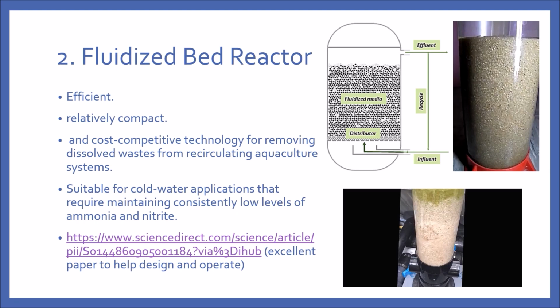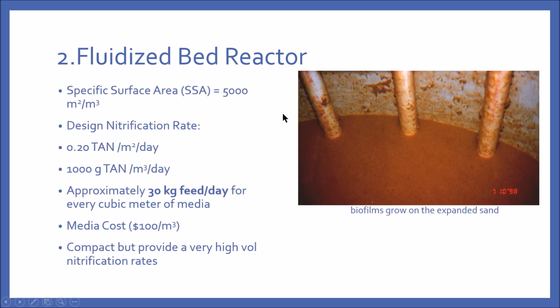So now let's take a look at the nitrification rate of this fluidized bed reactor. Again, you can do it based on total ammonia nitrogen, or we can use our rule of thumb. For every cubic meter of media, you can process up to 30 kilos of feed a day. As you can see, by standardizing the bed and also incorporating a smaller media, you can increase the nitrification rate by 10 times, and the media cost is relatively cheap. Therefore, a fluidized bed reactor is much more efficient as compared to the trickling filter. However, it is only readily used in the cold water and freshwater industry.